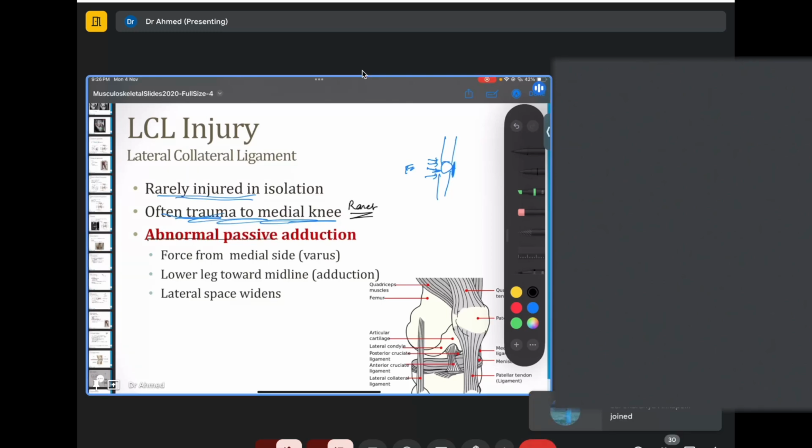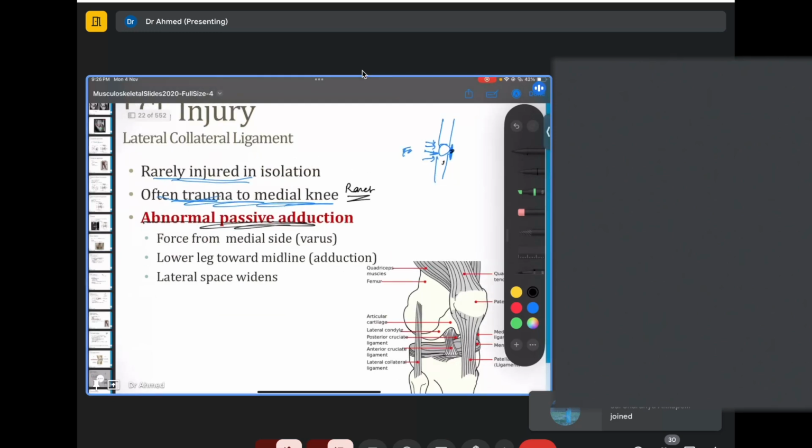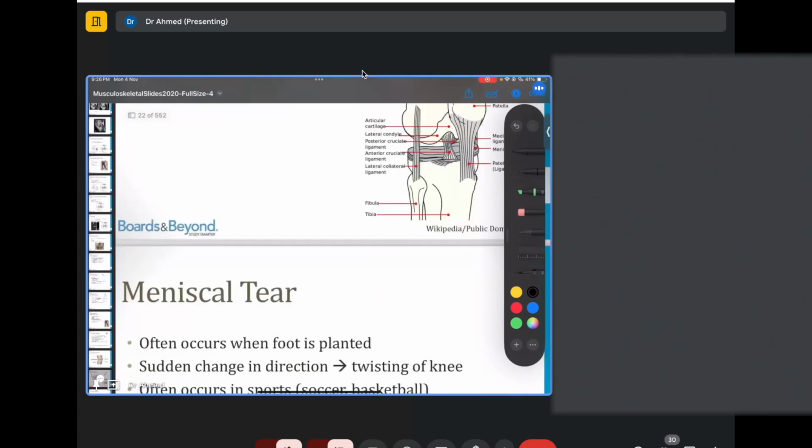Okay, abnormal passive adduction, like if I am just steering it, your leg is going to move like that, right? And your femur is going to move like that. So you're going to see adduction. Okay, passive. So force from the medial side, and as a result of that, your lower leg moves towards the midline, that is adduction, and the lateral space widening. This lateral space is going to widen. Simple.